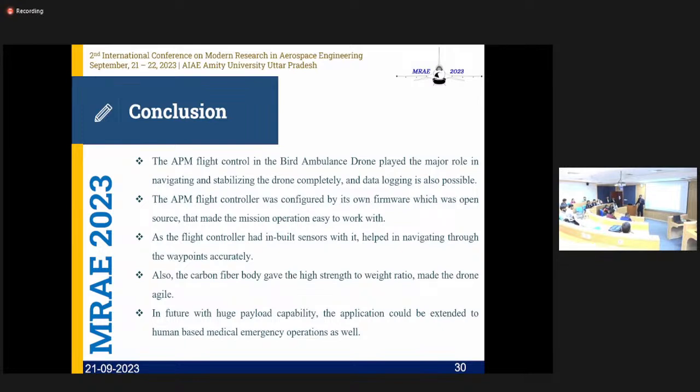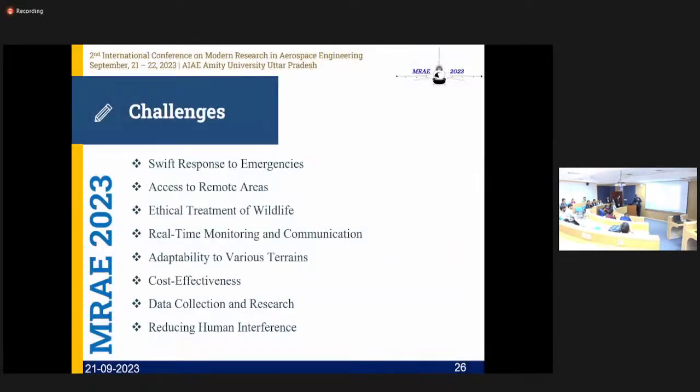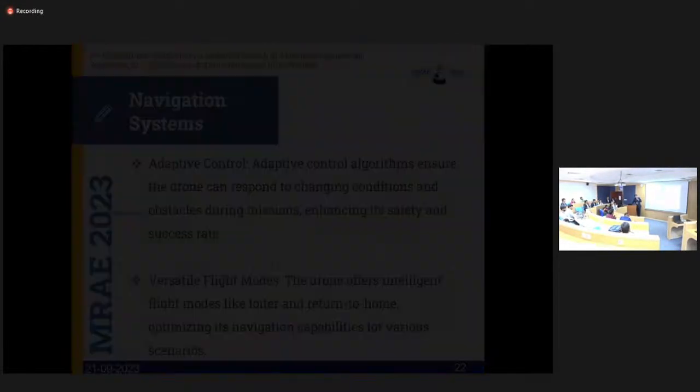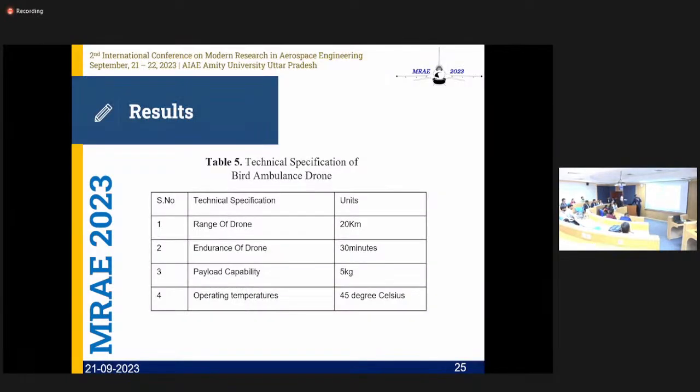Yes, please. I have one question. At Table 5, performance parameters comparison, from the design point of view, how would you check or verify it? You're asking how to verify this?